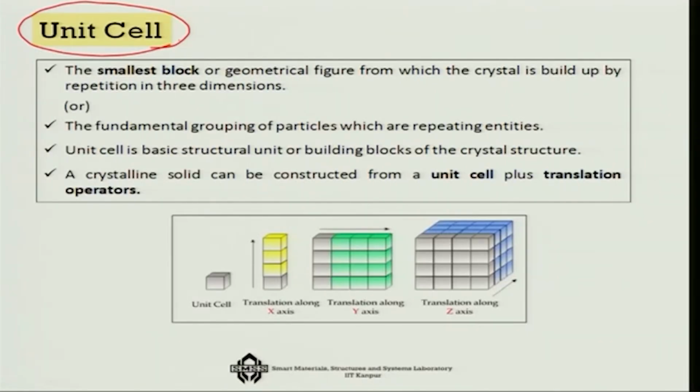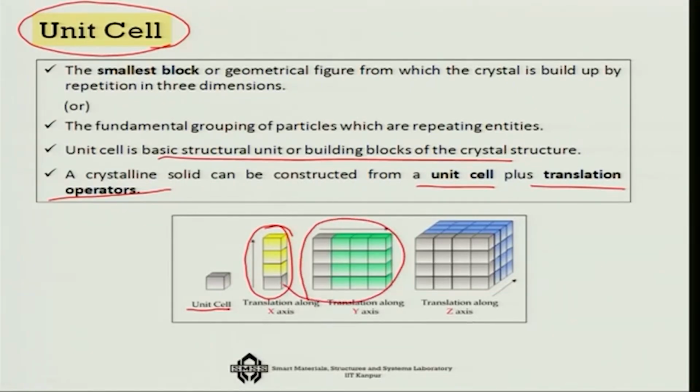So, this unit cell, or so to say the basic structural unit or the building block of the crystal structure, a crystalline solid can be constructed from a unit cell along with a translational operator. For example, you can see that this is a unit cell, suppose a cubic unit cell, and if it has translation only along one direction, you get a particular type of structure. If it has translation in 2 directions, you get this type of structure. If it has translation along all the 3 directions, you get this kind of Rubik's cube structure. So, thus a unit cell with a translational operator will develop the complete solid structure.